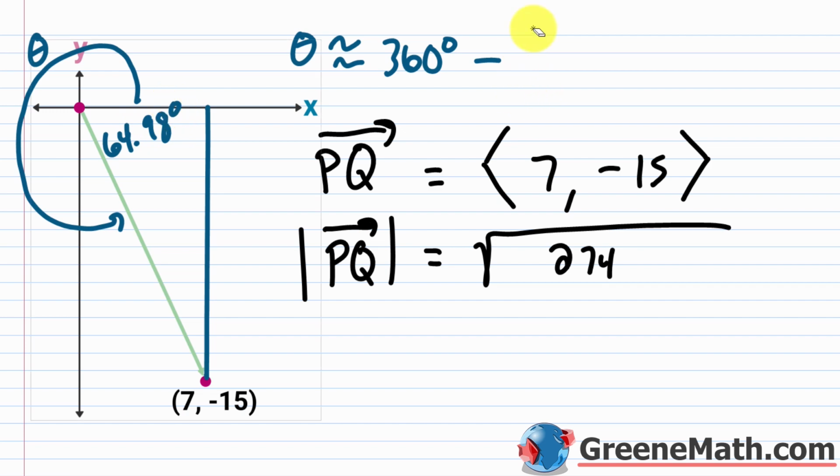So let me put this up here so we can do our subtraction. So 64.98 degrees. Let's key this into the calculator: 360 degrees minus 64.98 degrees. And that's going to give me about 295.02 degrees as an approximate value for my direction angle theta. Let me make that 5 a little bit better.